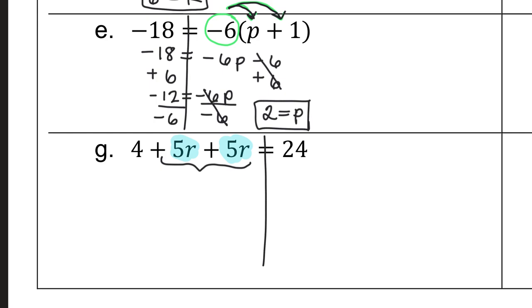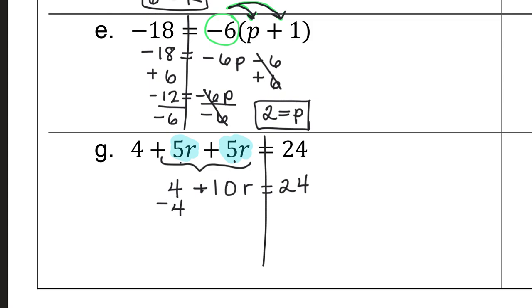Okay? So, for example, when we moved this 6 over to this side, we were trying to cancel it on this side. That's why we had to use the opposite sign. But here we're not moving anything, we're just combining, so we can just add. So we have 4 plus 5r plus 5r gives us 10r equals 24.